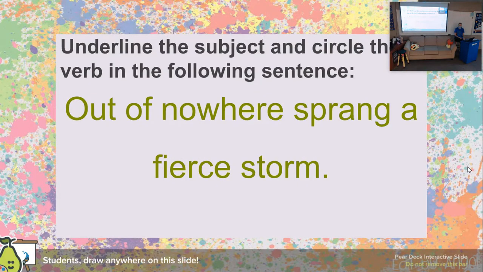Okay, but for the most part, we got it, right? We saw that out of nowhere is a prepositional phrase, so we got rid of it. Then it really narrows down where our subject and our verb can be. So we asked ourselves, who or what is the sentence about? And our answer was what? Storm. So storm is our subject.